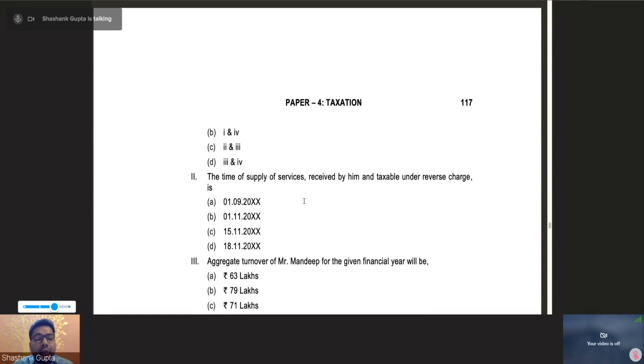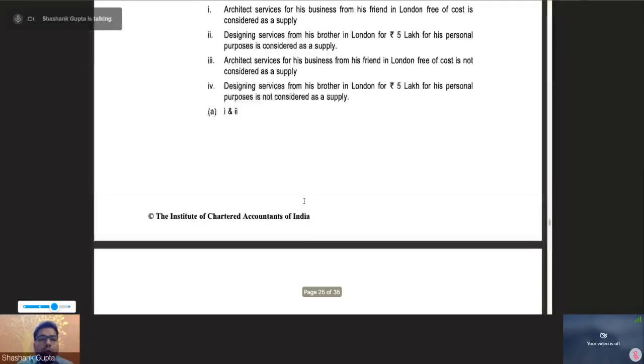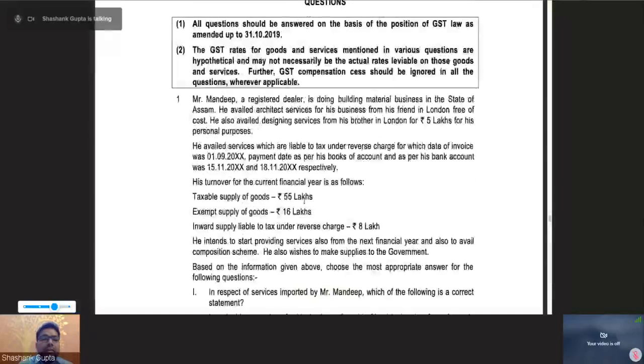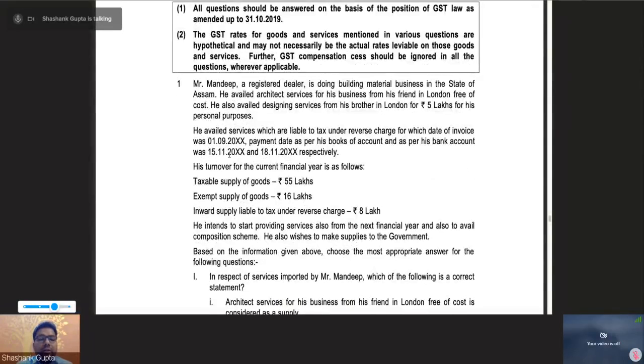Next, the question is time of supply of services received by him and taxable under reverse charge. So basically, they are asking us to determine what will be the time of supply for services covered under reverse charge. So what details do we have about services covered under reverse charge? That the date of invoice was 1st of September, payment date in books of accounts was 15th of November, and bank account was 18th of November.